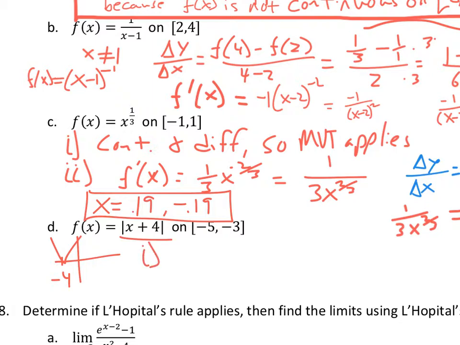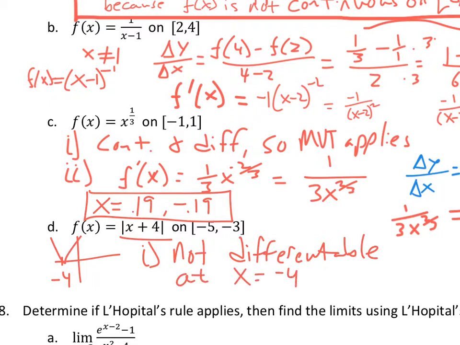So for part 1, it's not differentiable at x equals -4. So since -4 is in this interval, MVT doesn't apply. Okay, it fails the test. All right, that's how we use the mean value theorem.